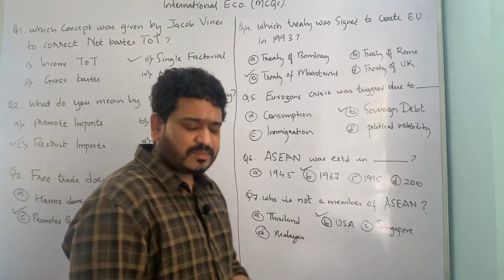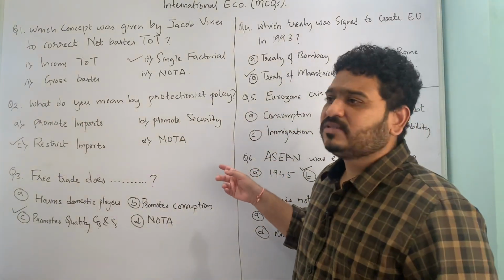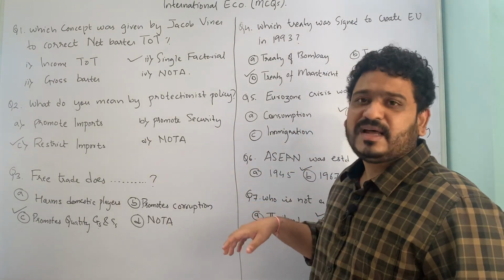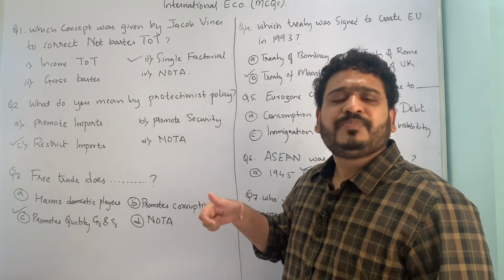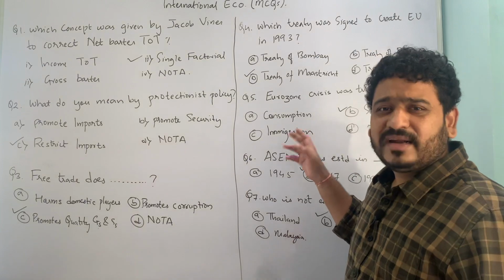So these were some of the MCQs which I thought I would give you. In the later part of the MCQ series, I will also deal with different types of areas or agreements: preferential trade area, free trade agreements, common market, and things like that.